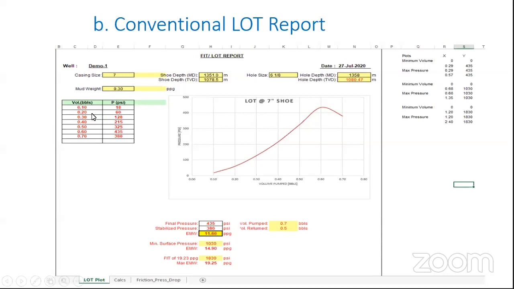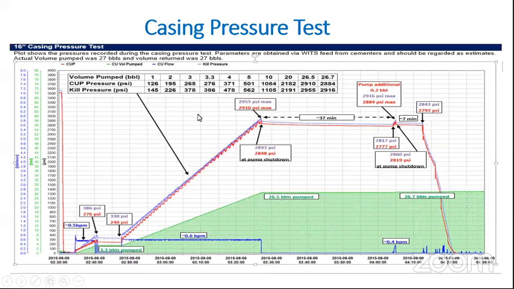plotting in Excel. So you can see here how much volume has been pumped and what was the surface pressure. I'm not saying again that it is manipulation, but there can be so many human errors. This is still there, which can be improved. Let's see this one. Okay.